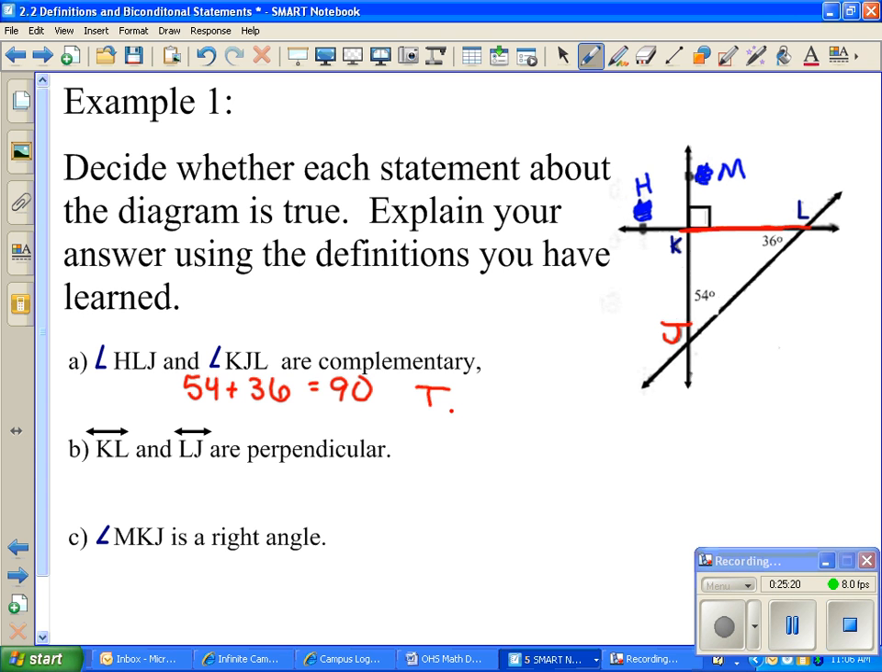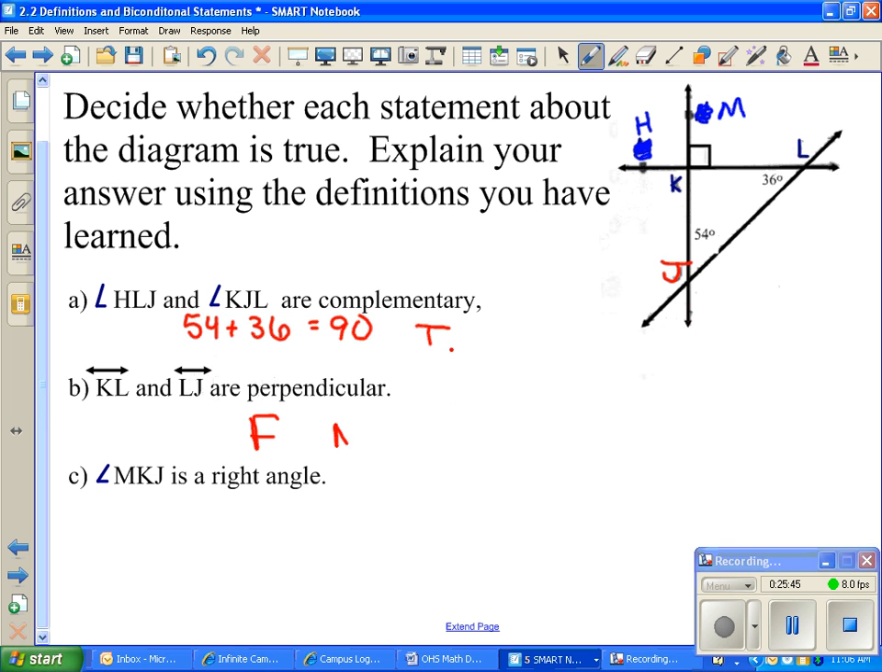and LJ. Perpendicular. What's the word perpendicular mean? They intersect and create what kind of angle? All right, did these two lines create a right angle? No, it's 36 degrees, right? And a right angle has to be 90. So that would be what? True or false? False. And right, not 90-degree angles. There's your explanation.